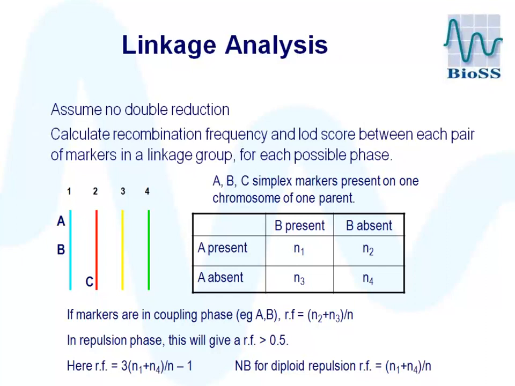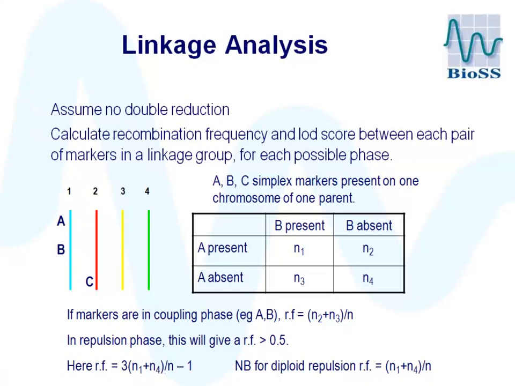For a diploid, in that case you'd just calculate the recombination frequency as N1 plus N4 over the total number. The equation changes for repulsion in a tetraploid species. The recombination frequency is actually estimated as 3 into N1 plus N4 over N minus 1 in that case.